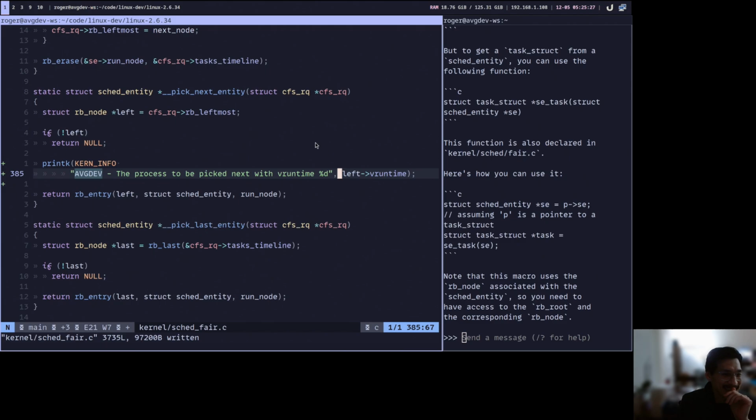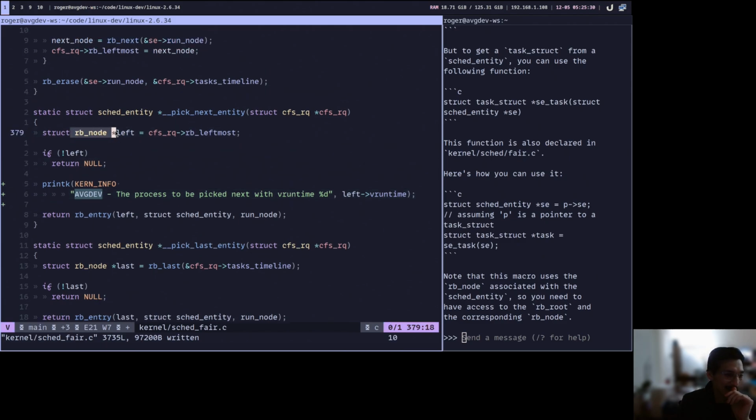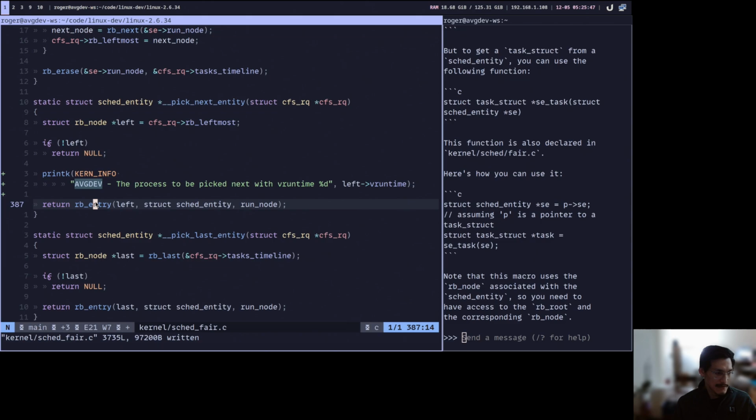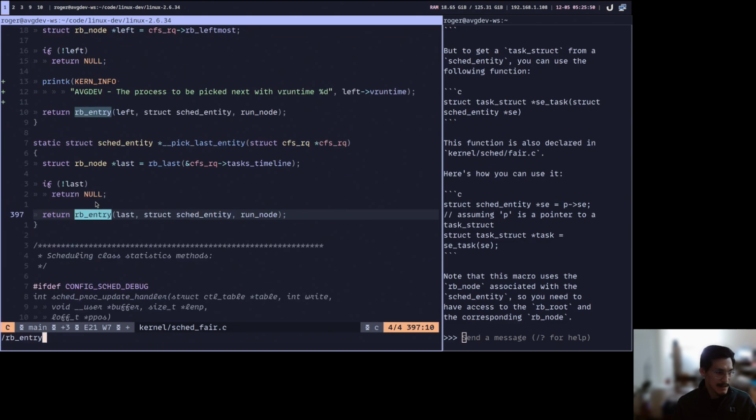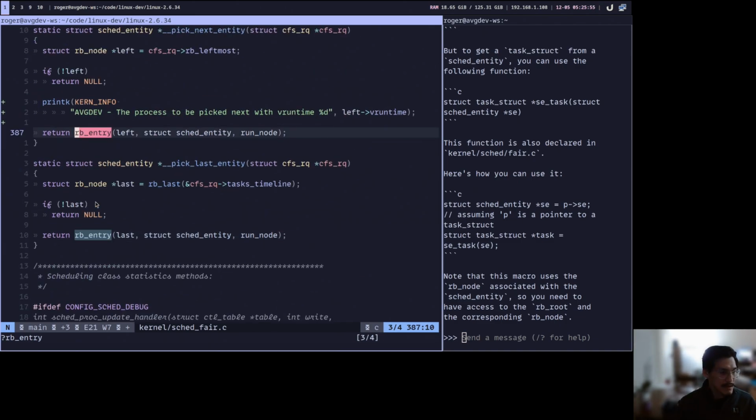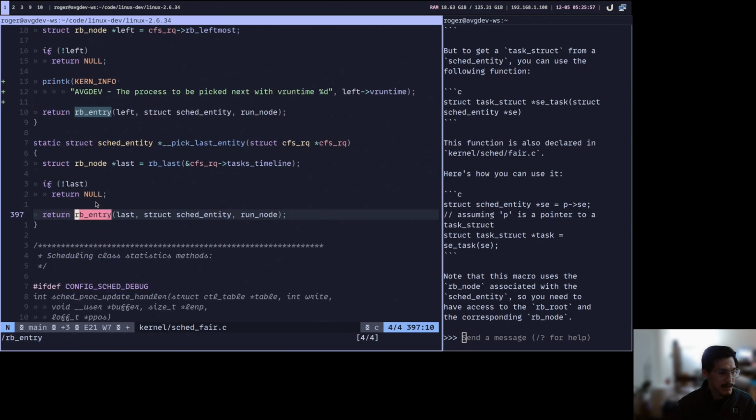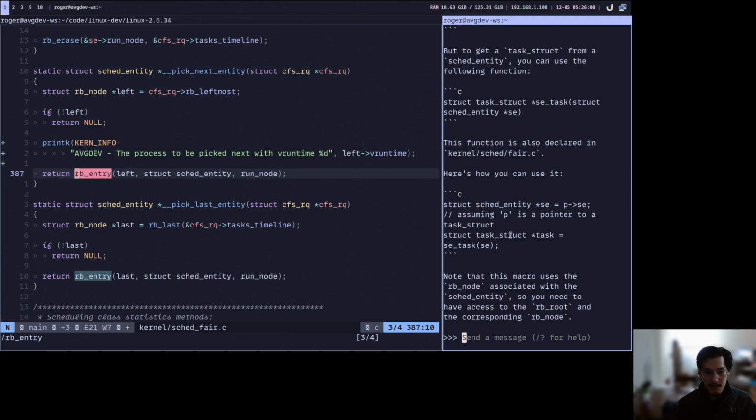Okay, so left is rb_entry, it's right here. So that's the red black entry. That gives us back... I gotta think harder now. Okay, so where is rb_entry defined?